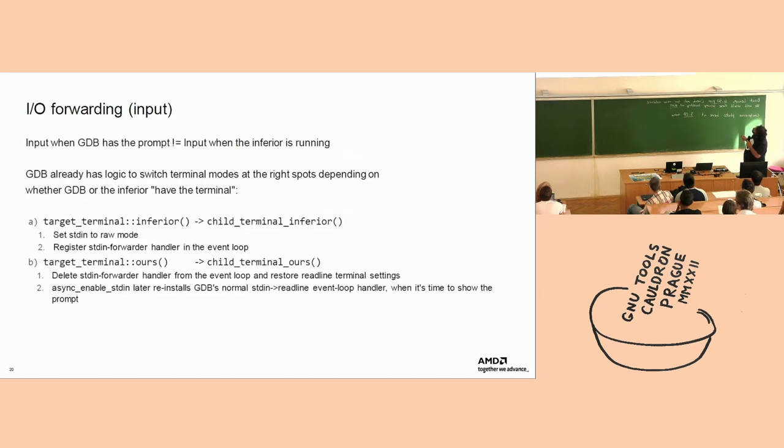Input is a little bit more complicated because you still have to consider the two different modes: is the user typing a GDB command, or is the program running and I don't have the prompt? When you don't have the prompt, the program is running, you're going to be copying whatever you typed in GDB's terminal input to the inferior terminal, forward that. Whatever keys you press, it goes to the inferior terminal.